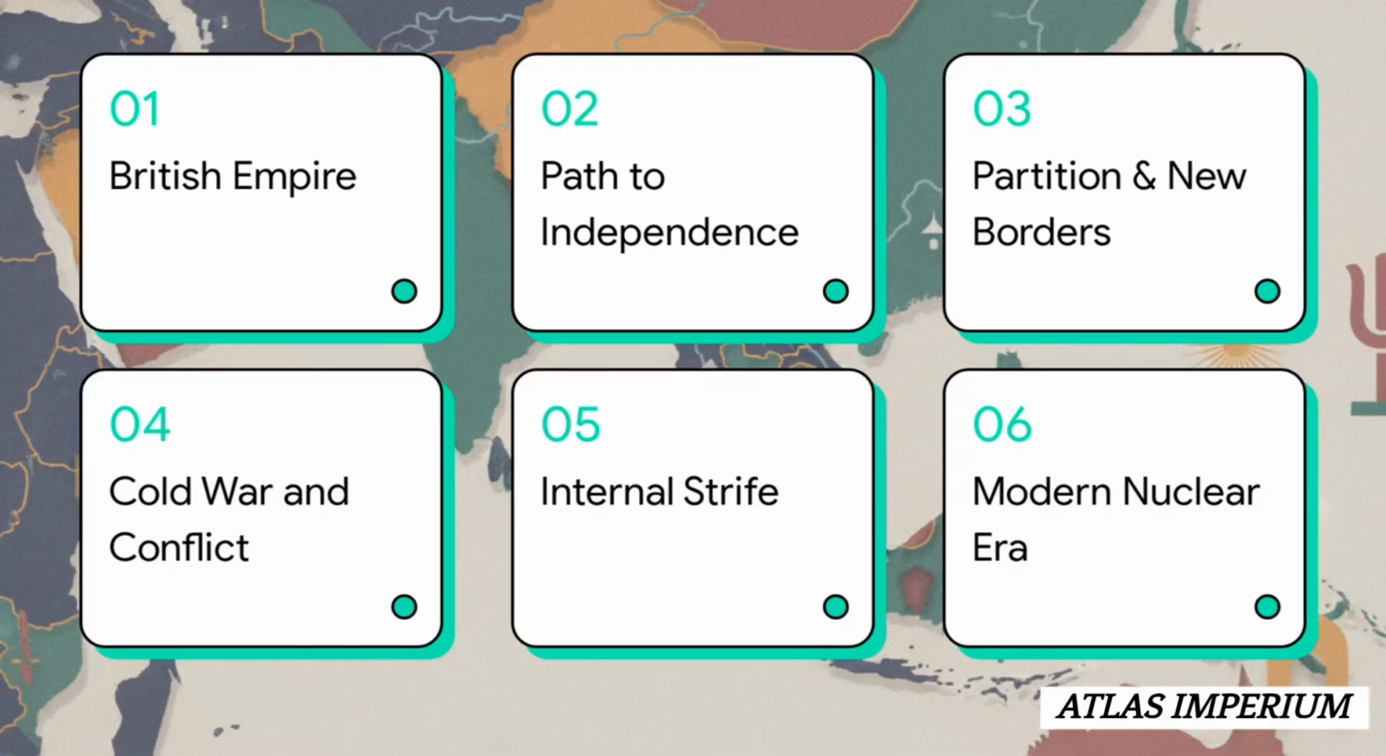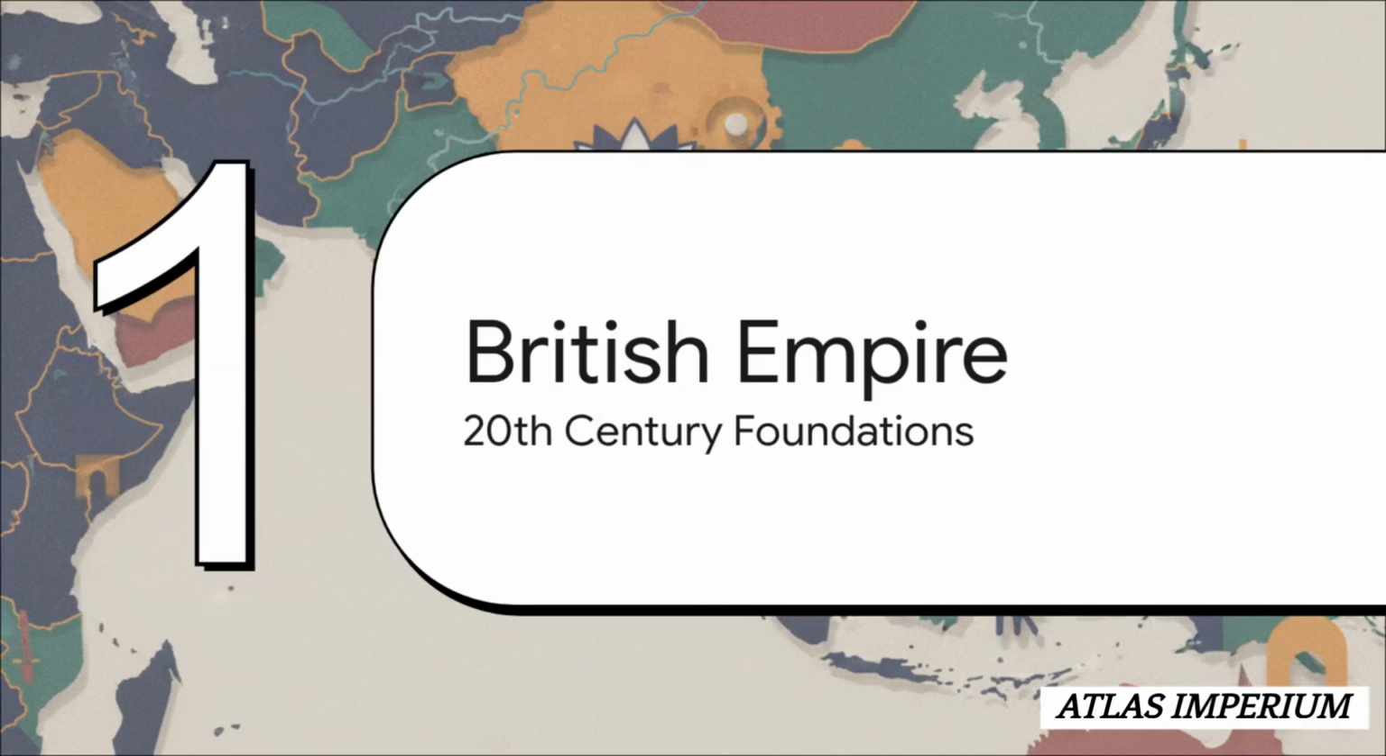Okay, let's dive right into this. We'll navigate this history through 6 key chapters, starting under the British Empire, then the path to independence, partition and new borders, the Cold War and conflict era, internal strife and neighbors, and finally, the modern nuclear era. Let's go. Chapter 1. Under the British Empire, the foundations of the 20th century.